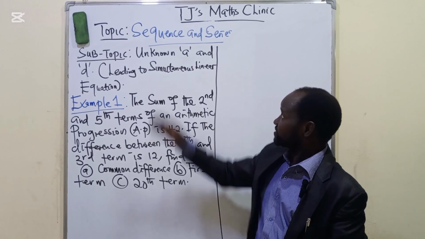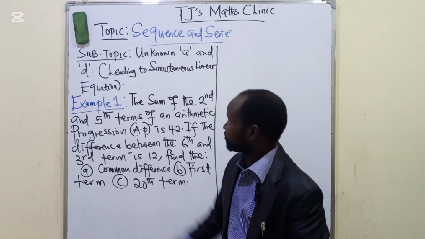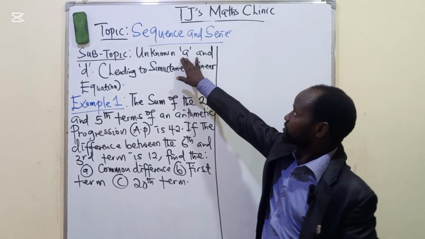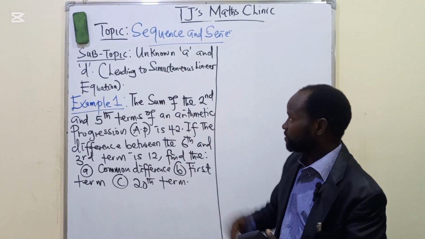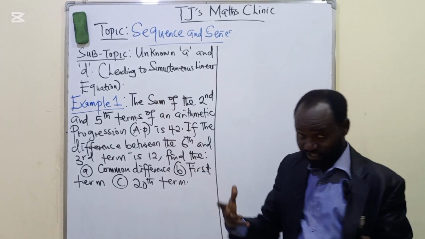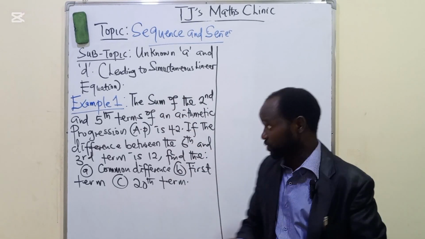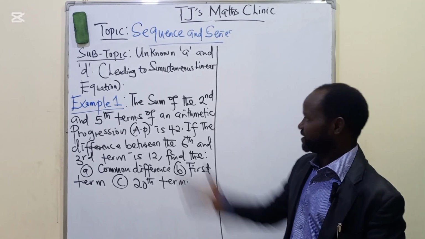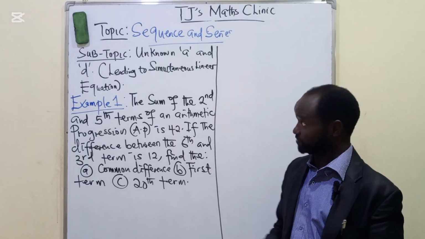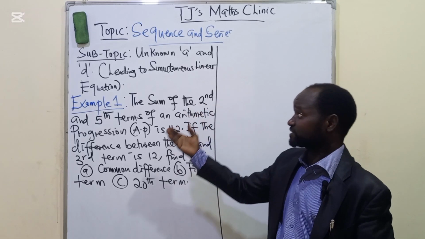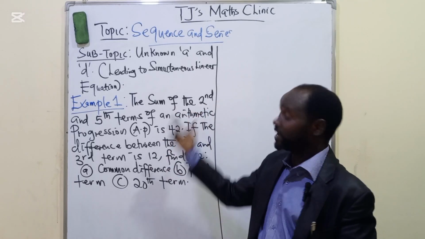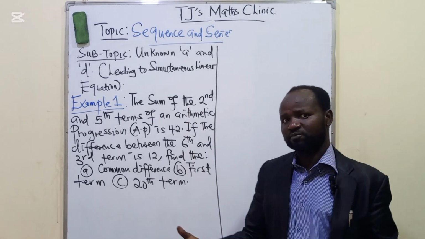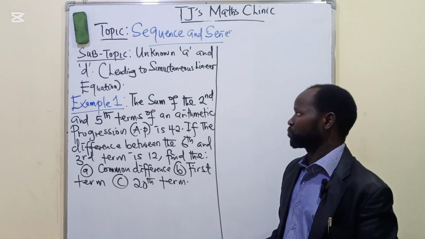With us here is a topic under sequence and series, a situation whereby we have an unknown first term and common difference. Of course, that will lead to a simultaneous linear system of equations. How do we solve that kind of problem? We have example one here. In my previous video, we looked at many examples under arithmetic progression. Let's look at a situation whereby it will lead to a system of simultaneous linear equations.